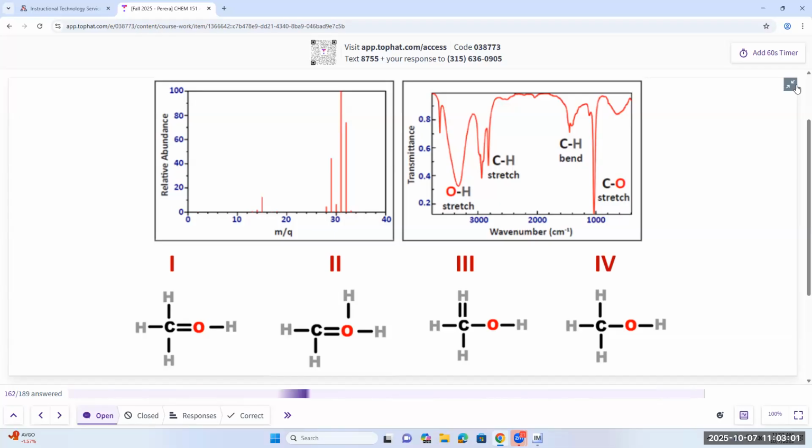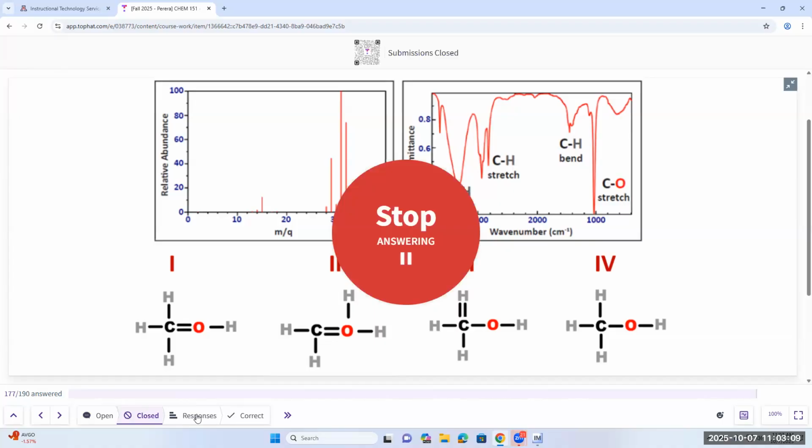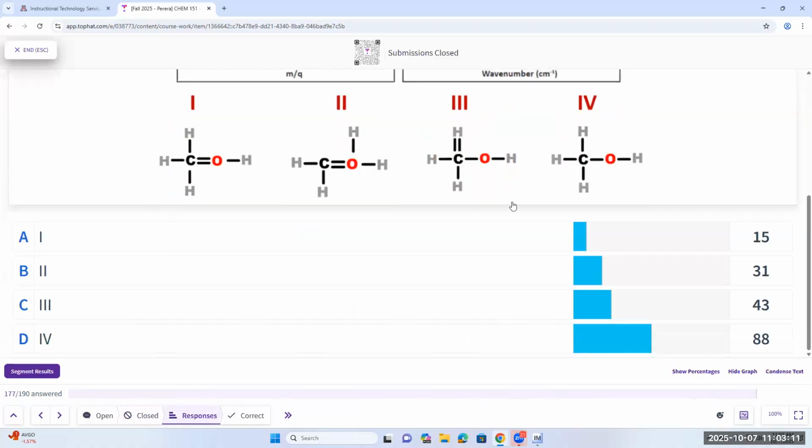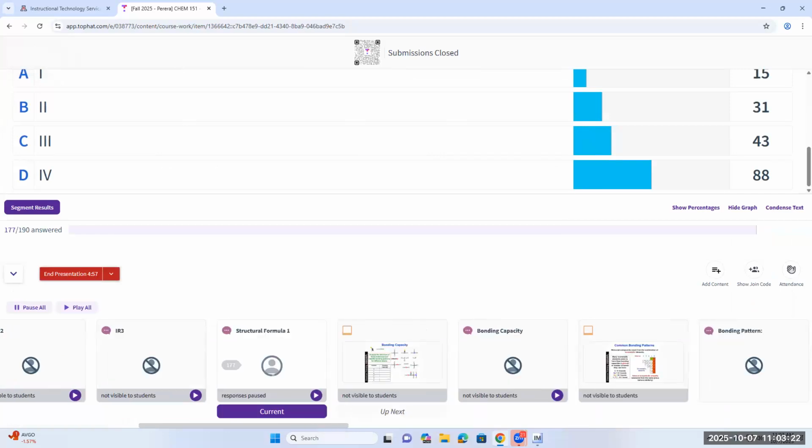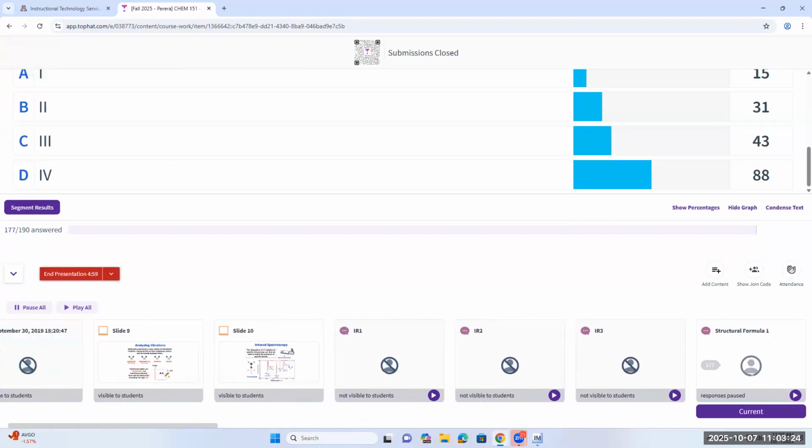So I'm going to close this question in 5, 4, 3, 2, and 1. And here are our responses. Okay. So we have selected one answer from all the choices. One of them is correct. Okay. Which one is correct? We are going to get to that in about 10 minutes.